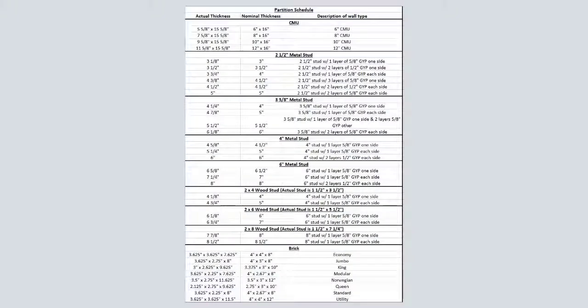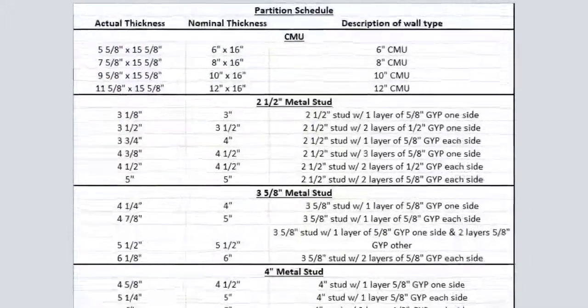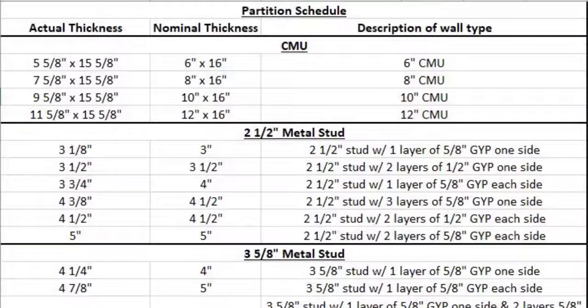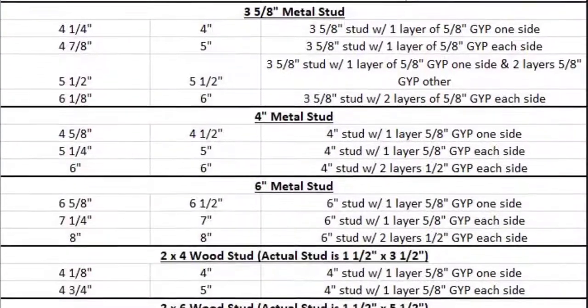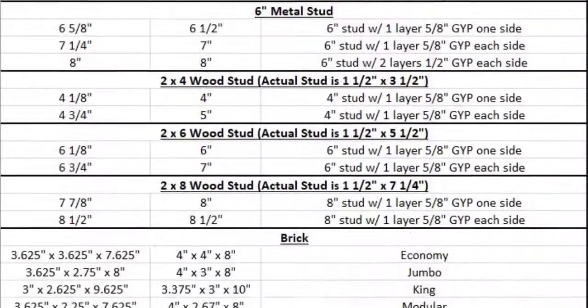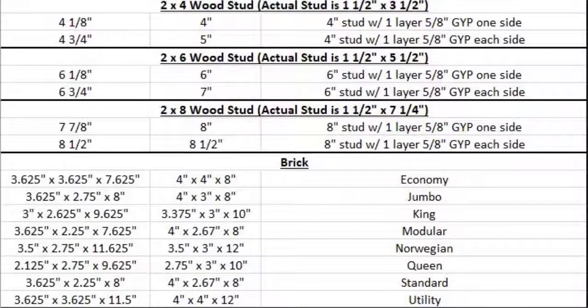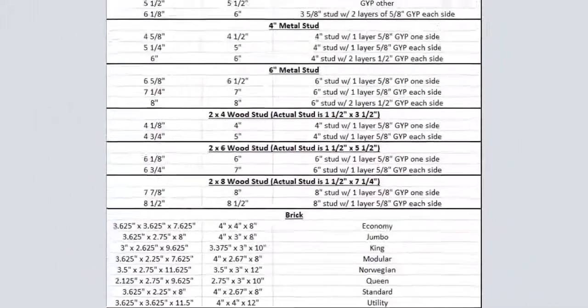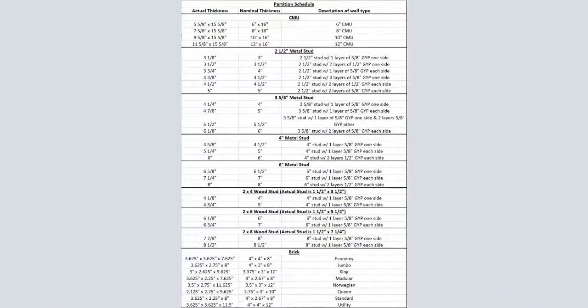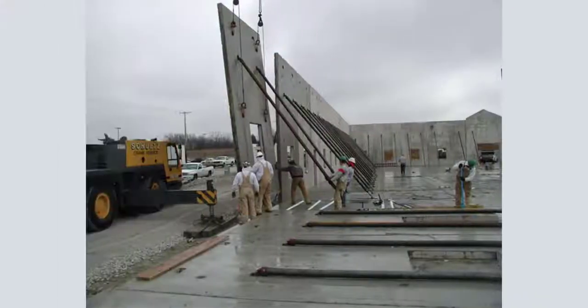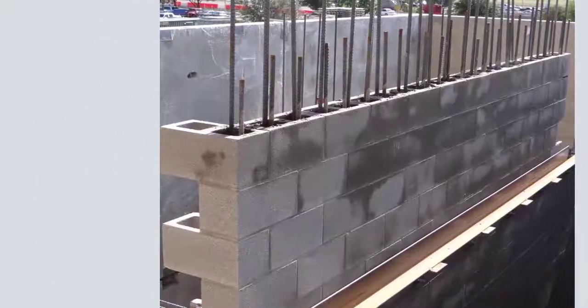We begin with discussing different wall types and their typical thicknesses. You can see in this partition schedule that there are many different types of walls we can come across. Some will be more common than others, so you will want to familiarize yourself with their typical thicknesses. The three most common wall types are concrete, CMU, and gyp walls.